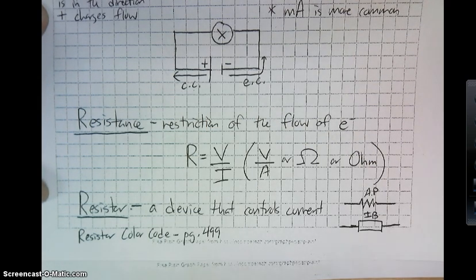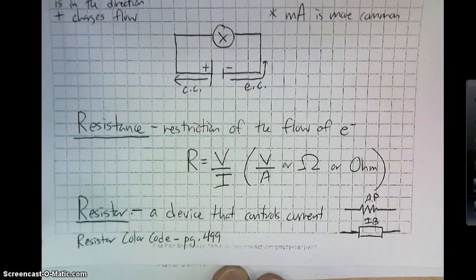If you've ever looked at a resistor, they usually have these color stripes on them. That's because there actually is a resistor code to figure out the actual value of the resistor. I'm not going to require that you know that by any means, but in case it pops up in a question or something like that, please look at page 499 in your Giancoli book as a reference.